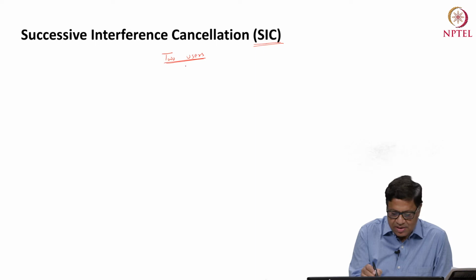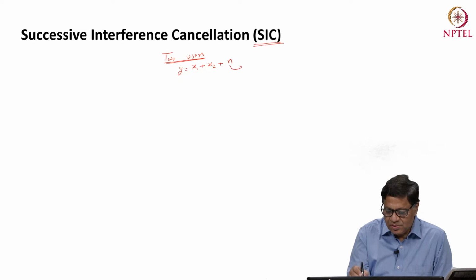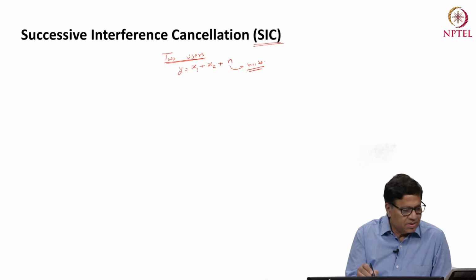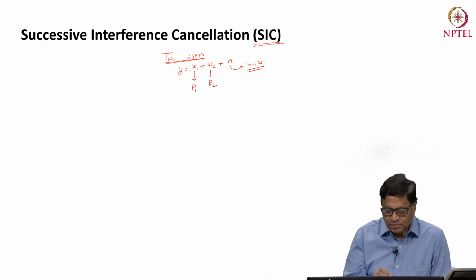they have data x1 and x2. So the received data will be y is equal to x1 plus x2 plus noise. So this is the noise term. This is the received data, and x1 is from user 1 and x2 from user 2. And suppose x1 is transmitting at power P1 and x2 is transmitting at power P2.